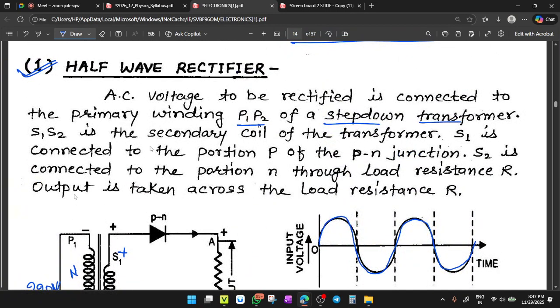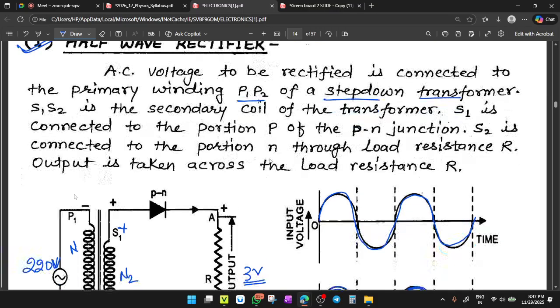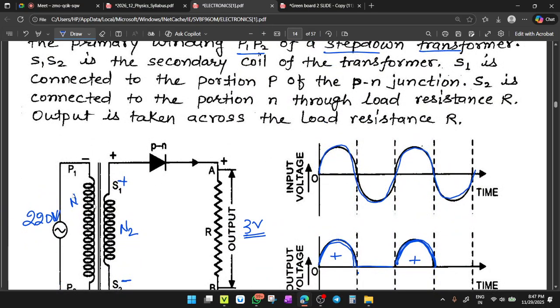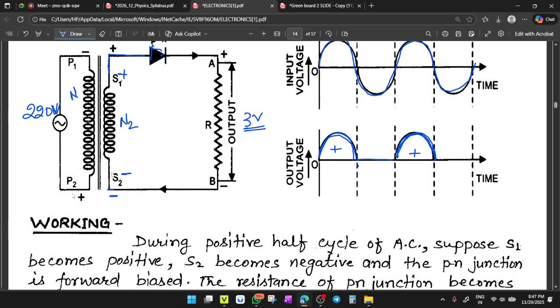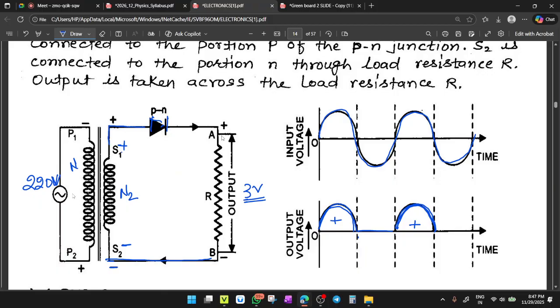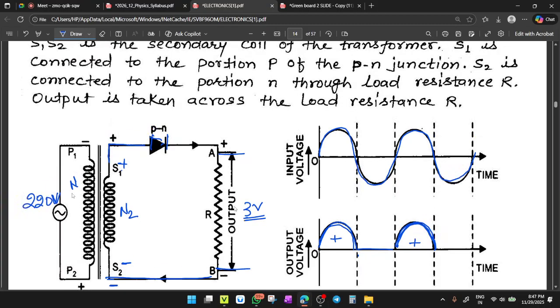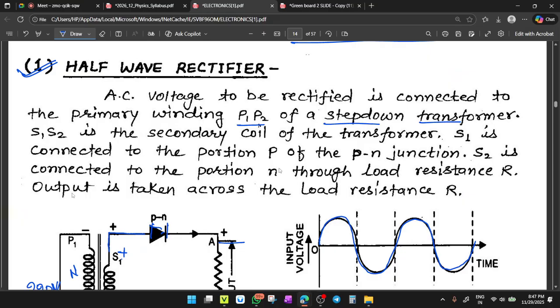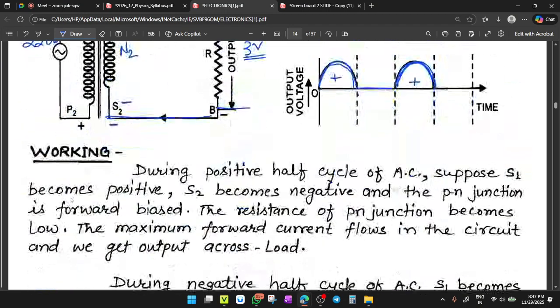Okay. Step down transformer. S1, S2 is the secondary coil of the transformer. S1 is connected to the portion P of the PN junction. Yes, see here, S1 is connected to this, the positive terminal, and S2 is the negative. S2 is connected to the portion N through a load resistance R. Output is taken across the load resistance R.